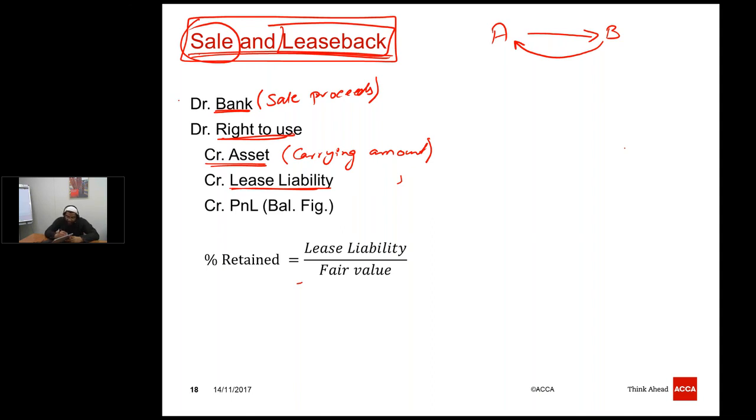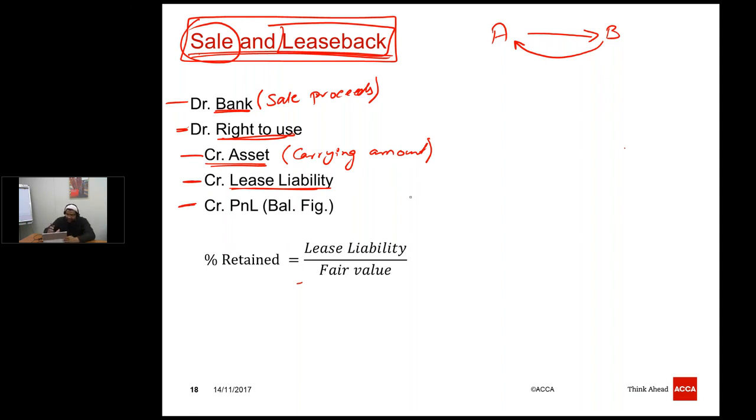The bank and the asset are for the disposal. When I've sold the asset, I've received cash, bank debit, and the asset is gone, asset credit. Then I have leased it back, so right to use debit and lease liability credit. Now the balancing figure is going to be P&L.